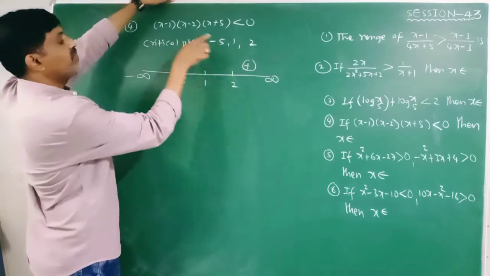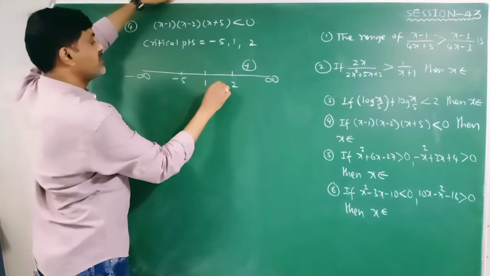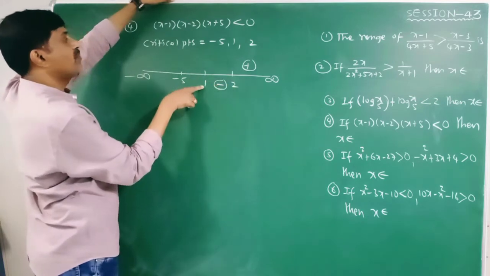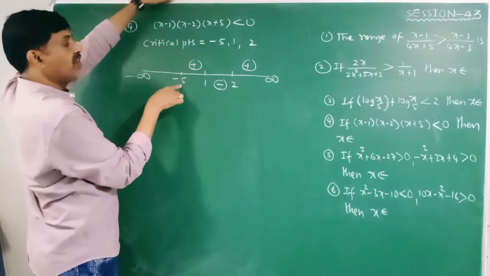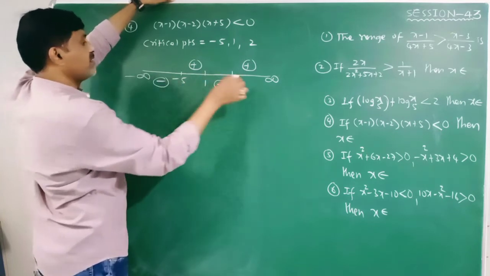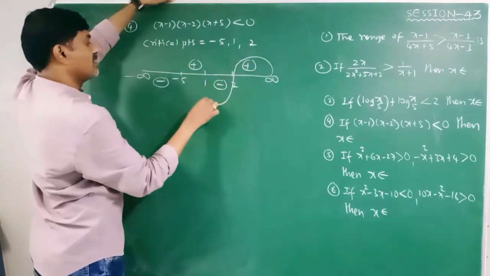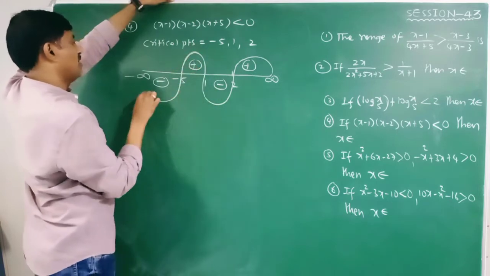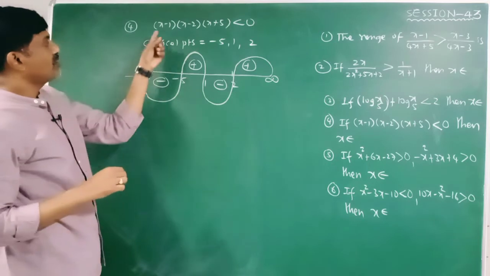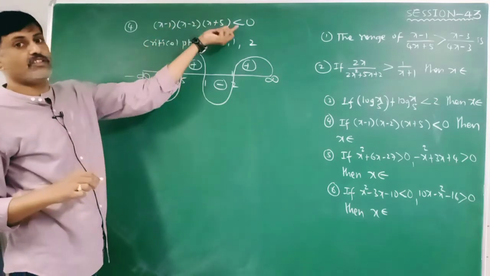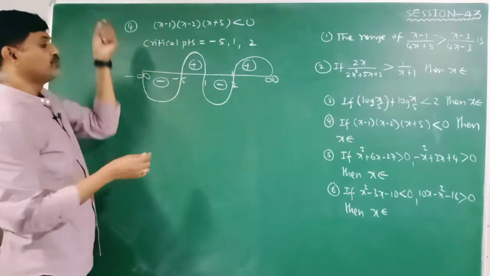The power of 2 is odd, so the sign will change. This is minus. Next, the power of 1 is odd, the sign will change. Now this power is odd, the sign will change, minus. Okay, now this is the graph on this real line. Now the question is what? The product of 3 factors is negative. Now we have to write the negative portion.